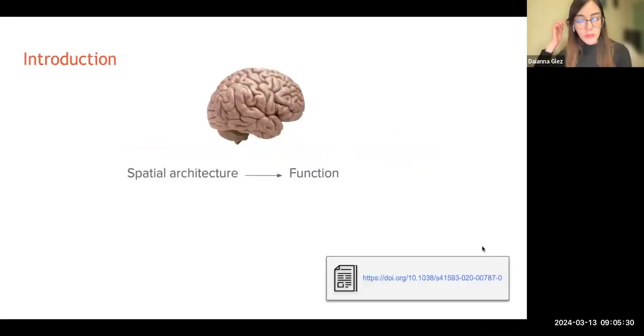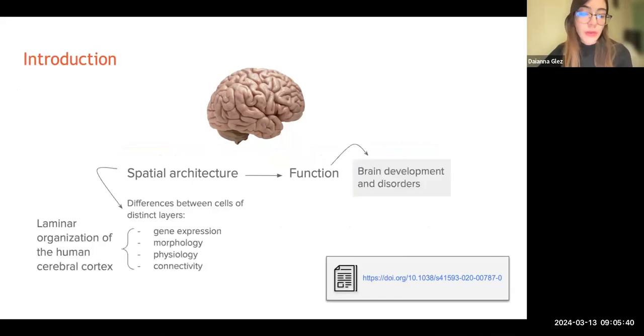As an introduction, as you know, the human brain has a spatial architecture that is closely linked to brain function. In particular, there's a laminar organization of the human cerebral cortex in which there are different cell type proportions, with cells differing in their gene expression patterns, morphology, physiology, and connectivity with other cells. That depends not only on the cell type itself, but also on the layer in which the cells reside, because that determines the cellular environment and interactions and context with other cells.